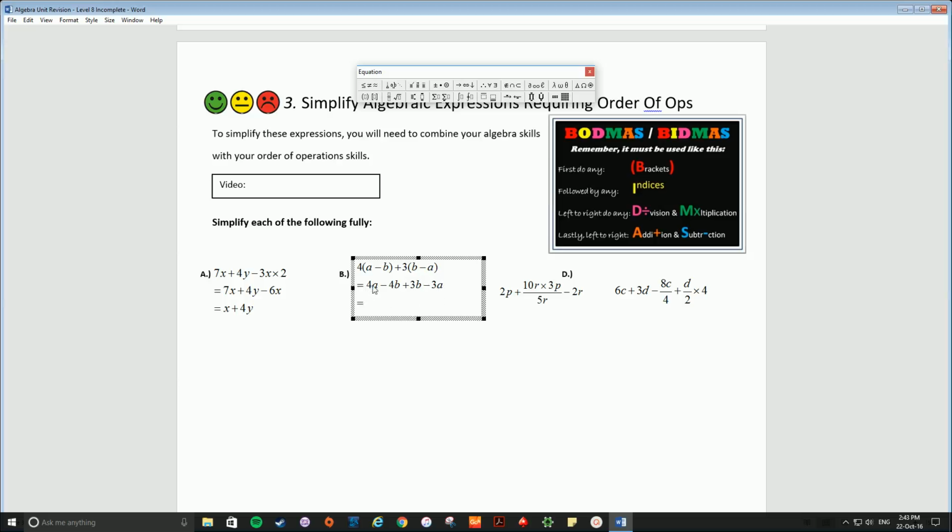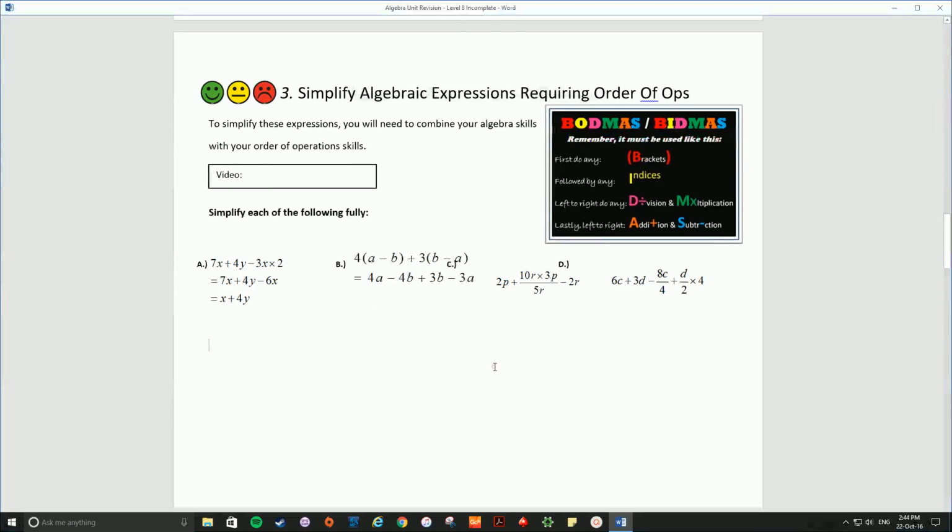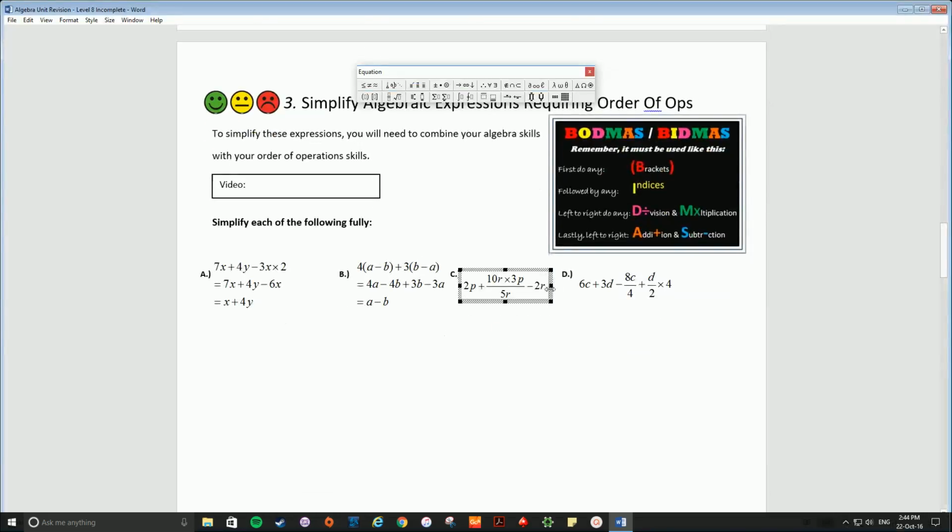Okay, so we can combine the 4a and the negative 3a, which gives us 4 minus 3, which is 1a, but we don't put the 1 in front. And then we've got a negative 4b plus 3b, which gives us a total of negative 1b, which is just negative b. So that's that one done. Moving on to the third example. Okay, we have an addition, we have a multiplication, a division in the form of the fraction, and another subtraction at the end.